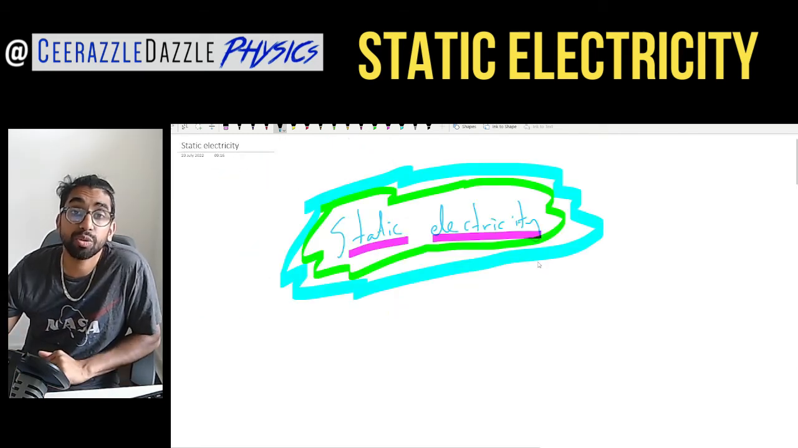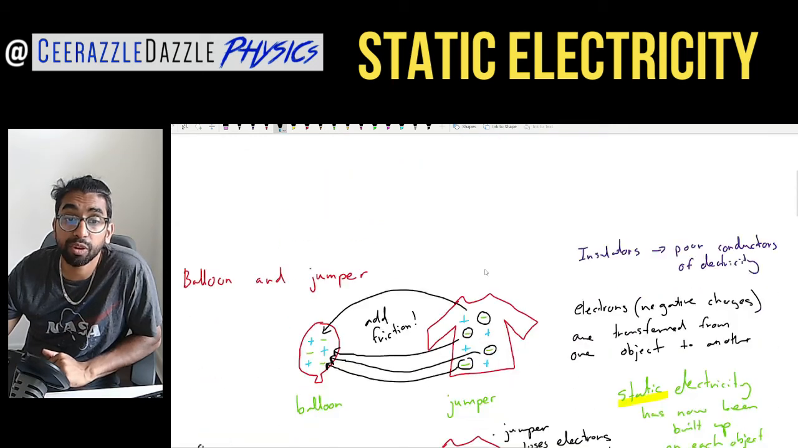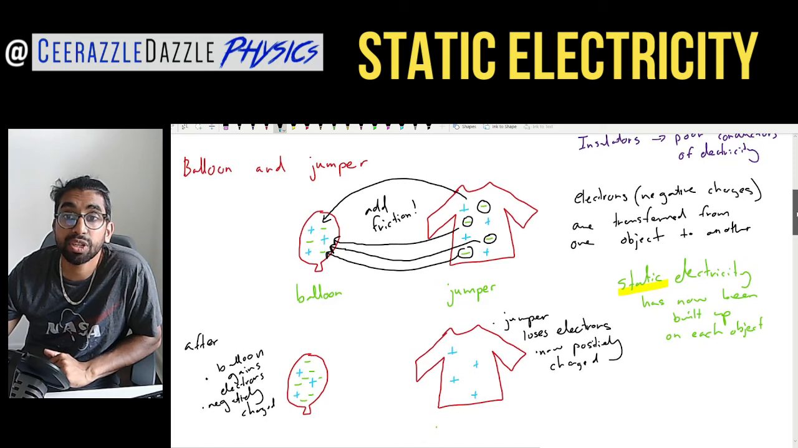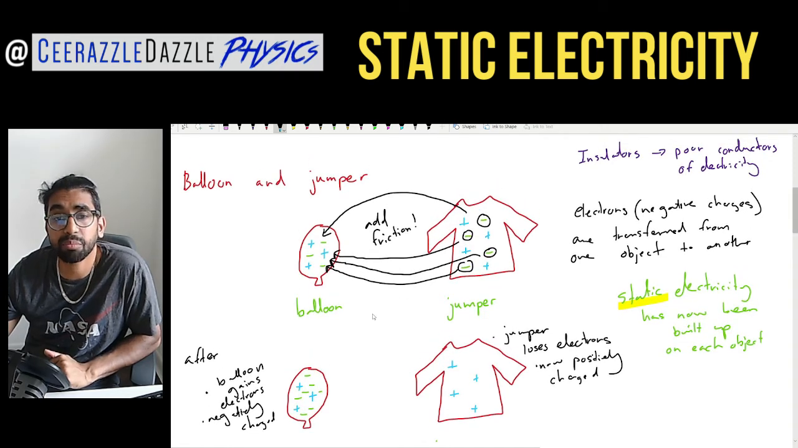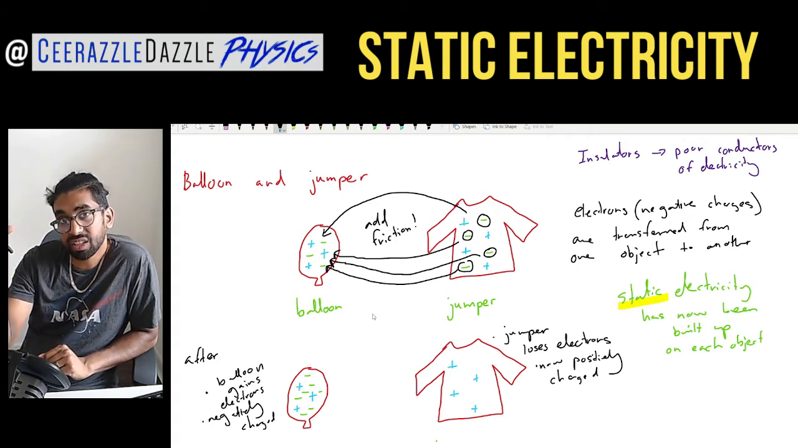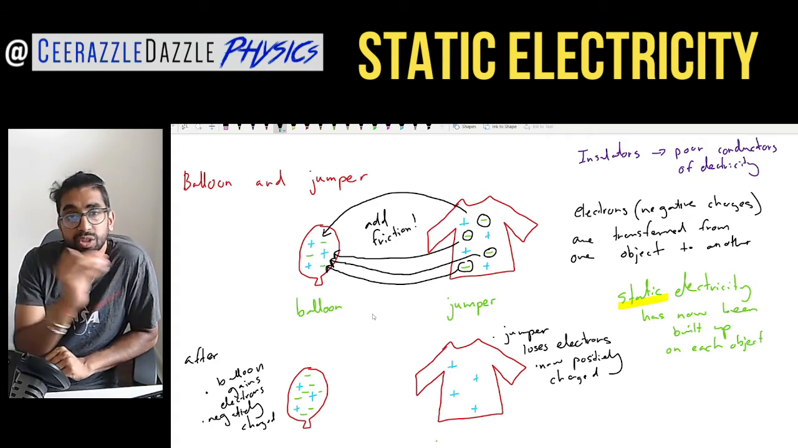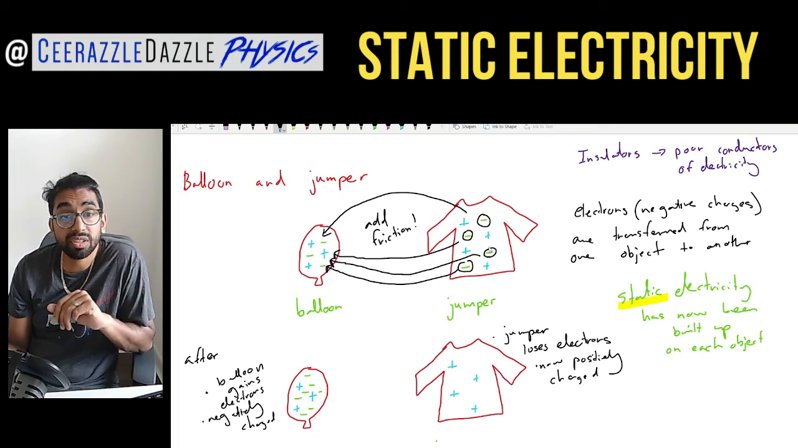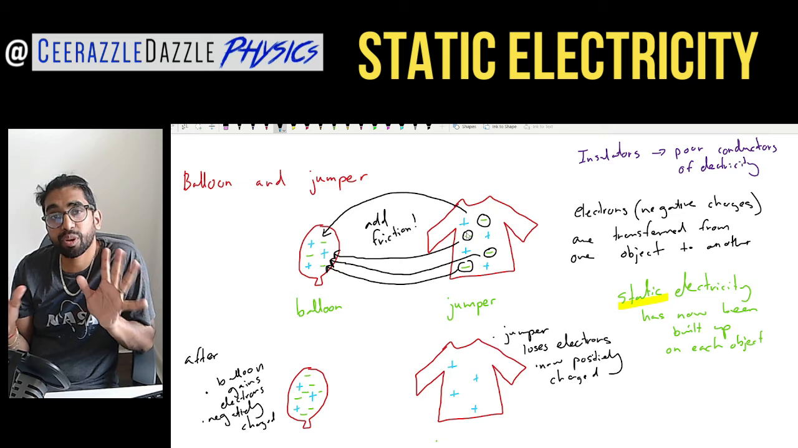Today's title was static electricity, and the first thing we did was the following. We talked about if you have a balloon and a jumper, and you rub them together, what happens is negative charges are transferred from one object to another. At the top, we said that the jumper is losing the negatively charged electrons to the balloon. The balloon initially was neutrally charged, and so was the jumper. Both of them were neutrally charged.